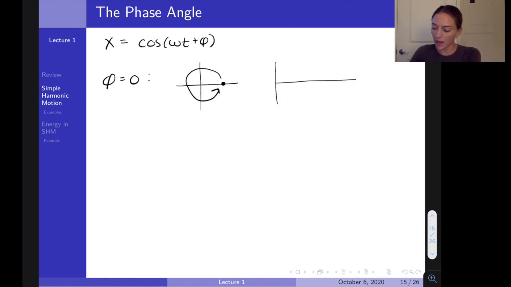So if I want to plot the position with respect to time, it will just trace out a cosine function. So it will just look like this, right? Where this is like one complete revolution. And remember that cosine of 0 is 1, so my cosine graph just starts up here and it ends back up there. Now, what if my phase angle was pi over 2?